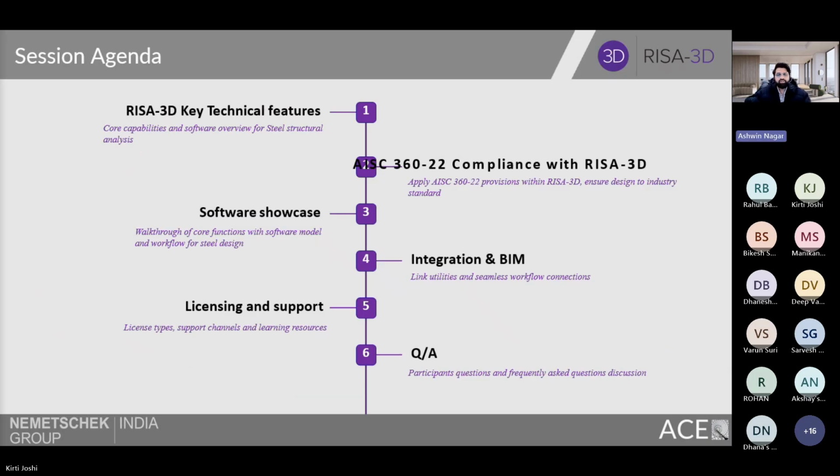Coming to today's agenda, here's a quick look at what we'll be covering. We'll start with a high-level overview of RISA 3D and where it fits into the steel design workflows. Then we'll touch upon how RISA 3D aligns with AISC 360 standards, followed by a live software walkthrough. We will also briefly cover integration with BIM tools, the licensing options it has, and the support structure available. Finally, we will wrap up with Q&A.